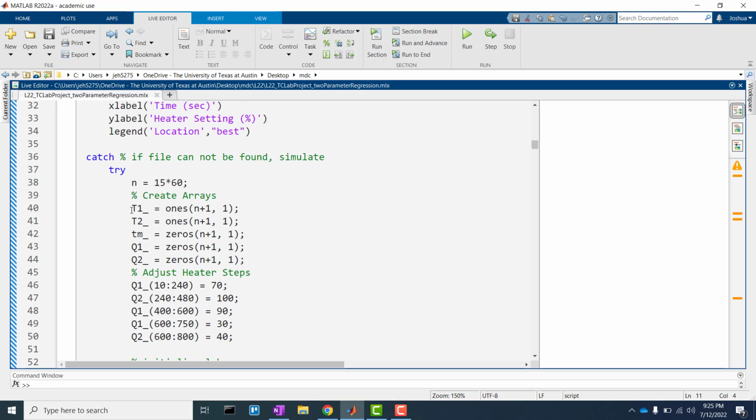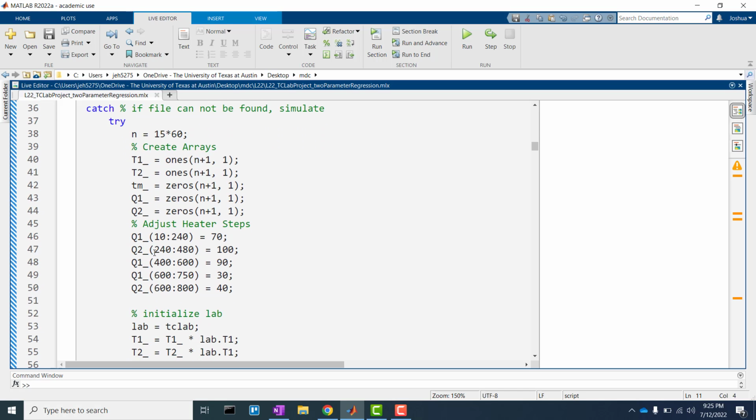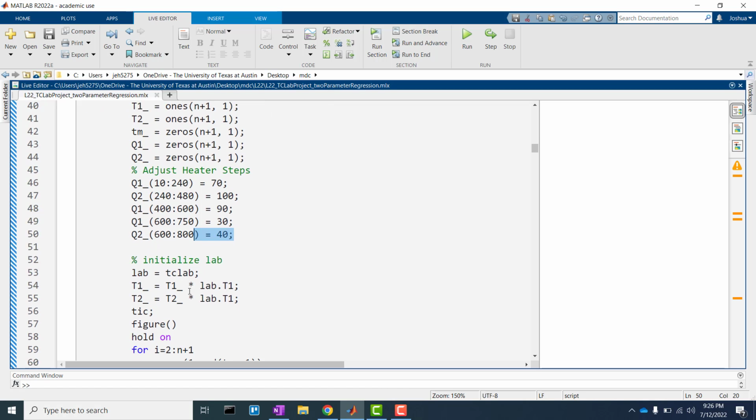Here we'll create arrays for T1, T2, our time, and our heaters, and we'll create some step changes in each of our heaters. You can see from second 10 to 4 minutes in, we'll put heater 1 at 70. Afterward, heater 1 from 400 to 600 will be at 90, and then from 600 to 750 at 30. Heater 2, on the other hand, from 4 minutes to 8 minutes will be at 100%, and then starting at 10 minutes, and going for another 200 seconds, it will be at 40. So we're just going to step around and try to anticipate what will happen.